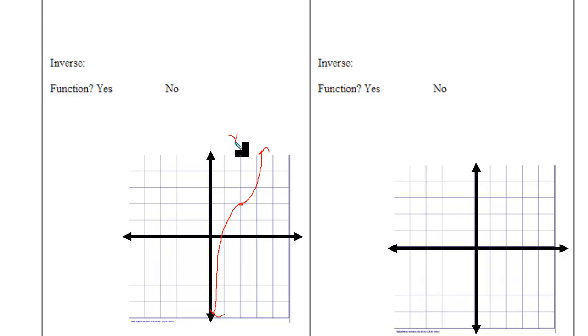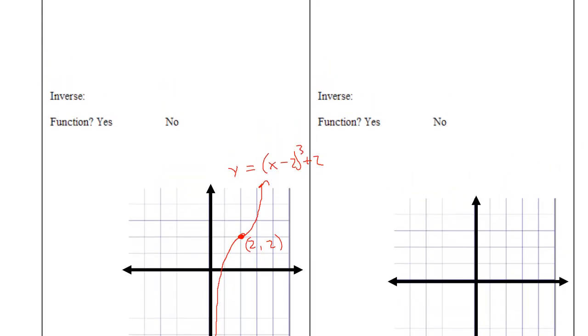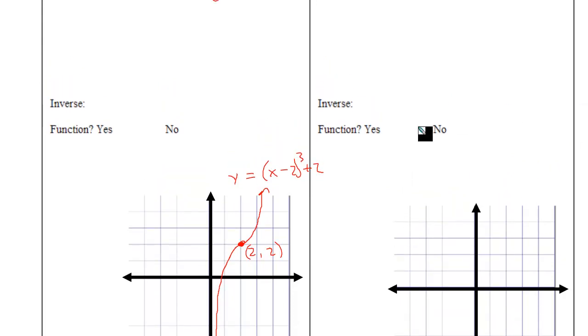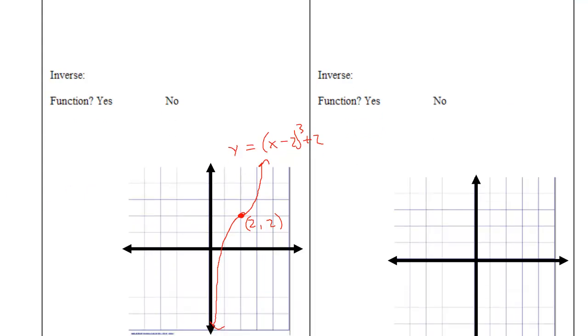This is the function y equals the quantity x minus 2, cubed, plus 2. Should label this point here as 2, 2. Need to find this x-intercept, which we'll do in a moment, but right now let's graph the other function. Let's also graph the inverse. Without even knowing what that inverse is, we should be able to graph it.